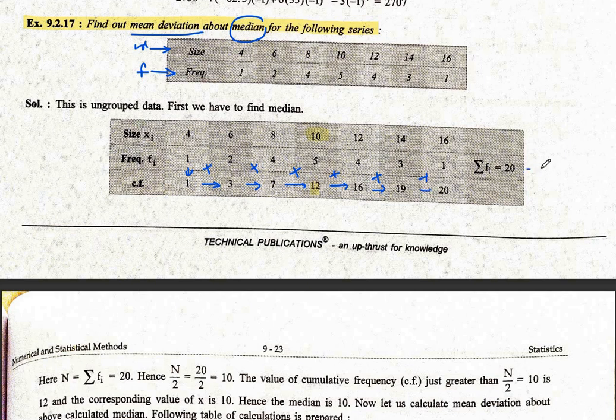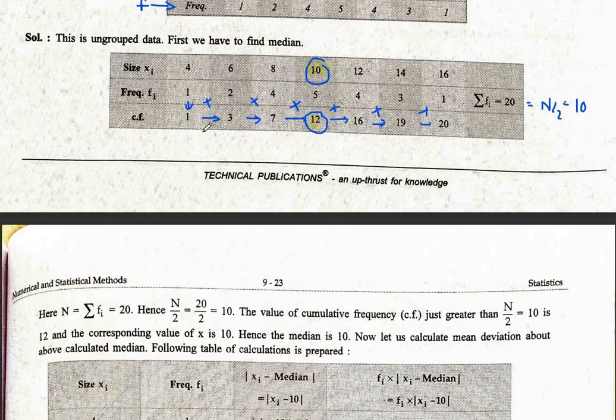Summation f will provide the value of n, because for median we require the value of n. We divide this n value by 2, so it comes out to be 10. You have to find the value of CF which is greater than 10, that is 12, and the value of x corresponding to that is 10. Okay, so the CF value is 12 and the corresponding x value is 10. So we use this 10 as the median.